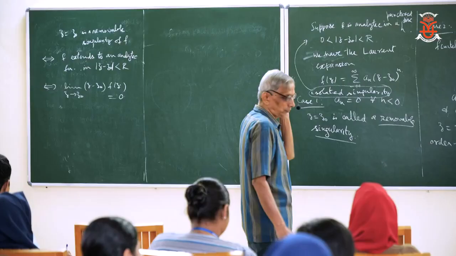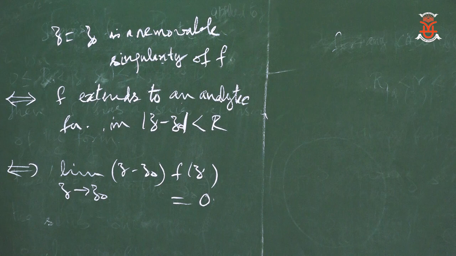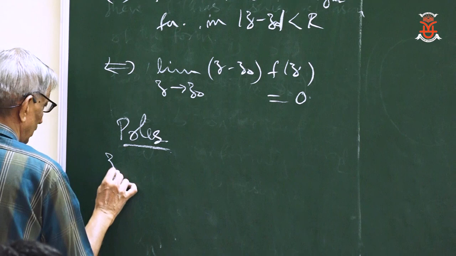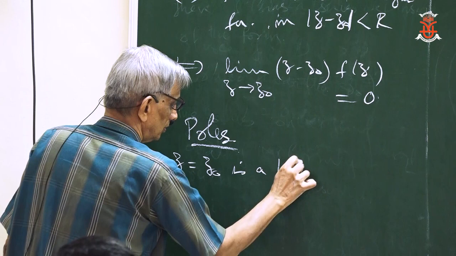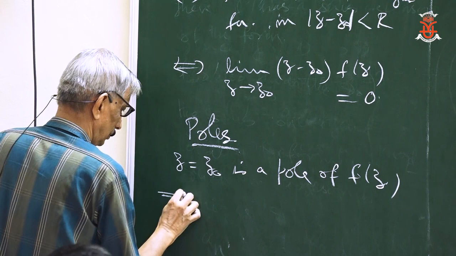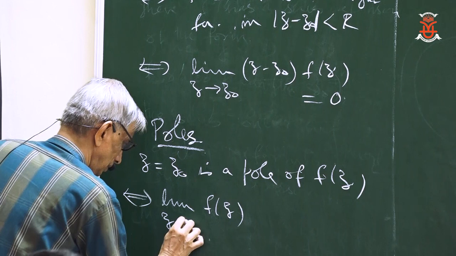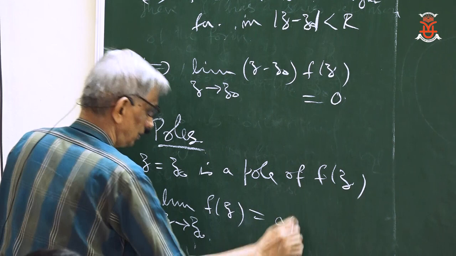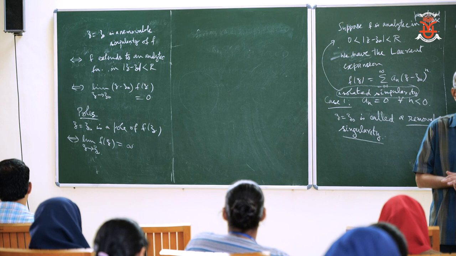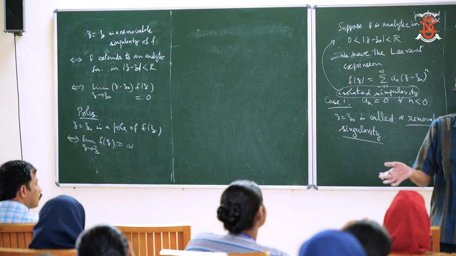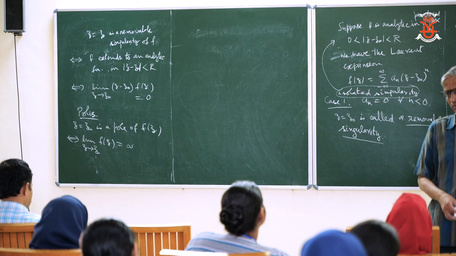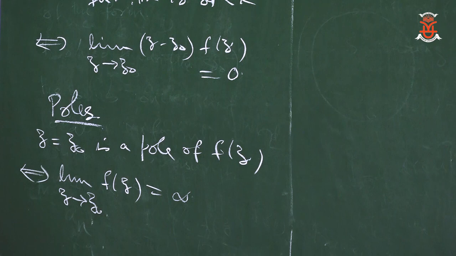What happens in the case of a pole? By the way, a pole of order 1 is called a simple pole. The limit at z naught is infinite, right? Because some negative powers are there, right? So all the positive powers will vanish as z goes to z naught, but negative powers will give you an infinite limit. Even if there is one negative power, the limit will be infinite.